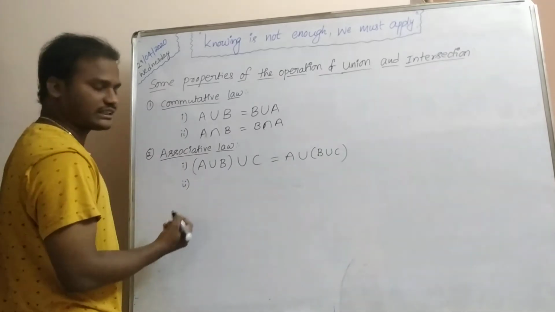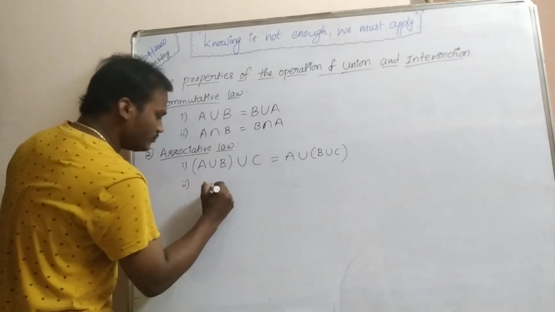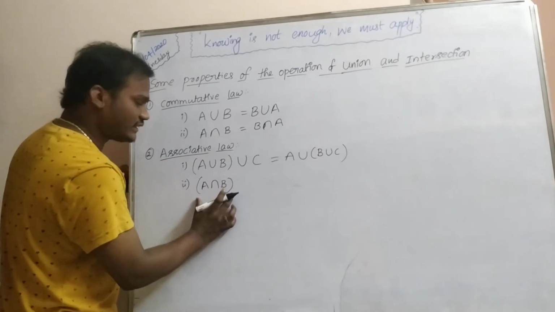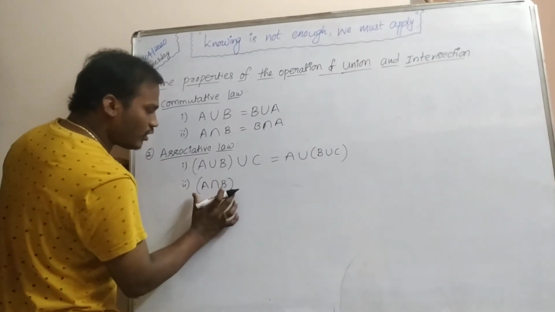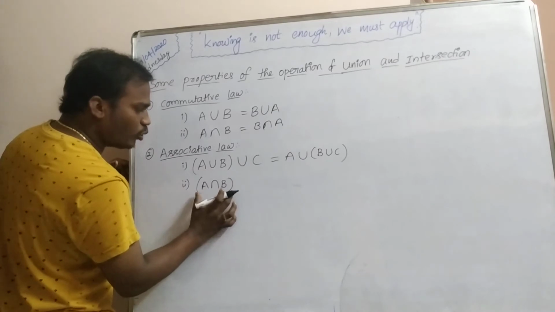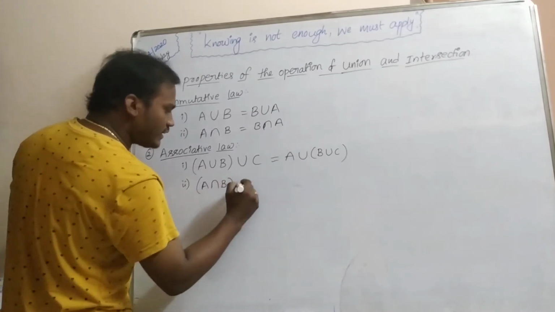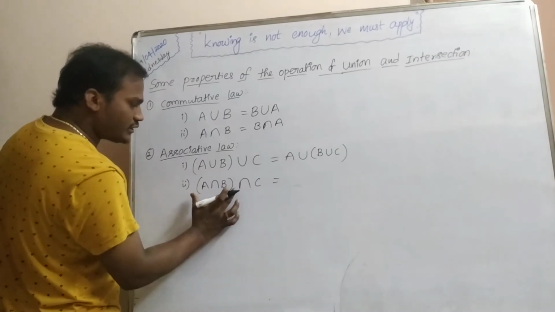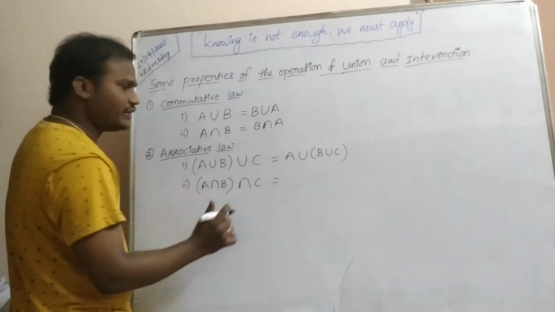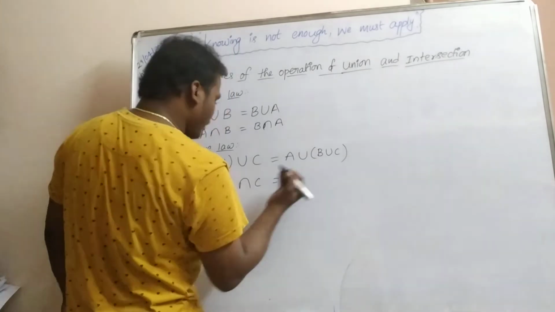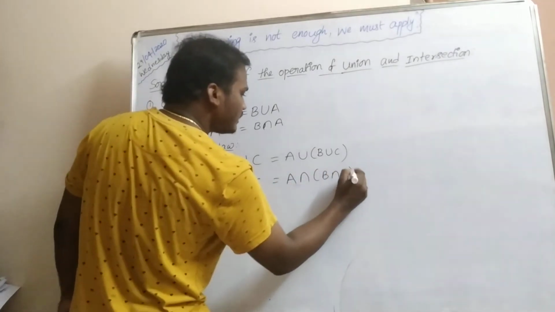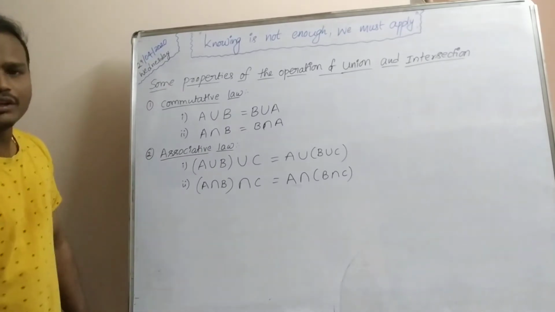Now let's go with intersection. Same thing: A intersection B. First we should find what is in the bracket, the whole common elements of A and B, and you get a set. After getting this set, we intersect it with C. Then let's find the common elements of A intersection B and C, which will be the same as A intersection B intersection C. This is the associative law for intersection.